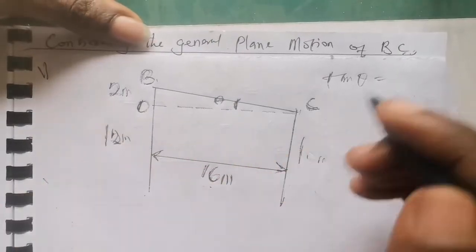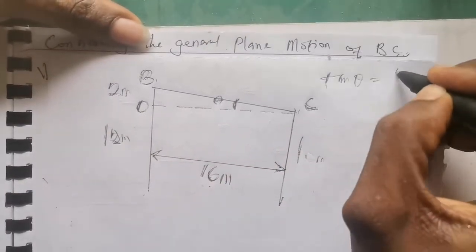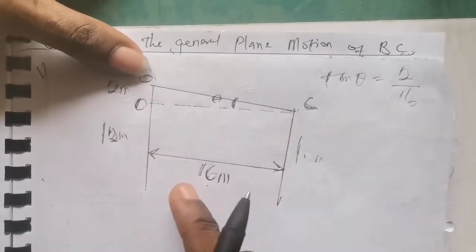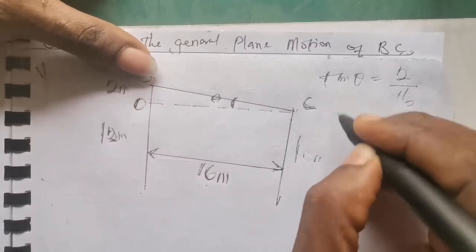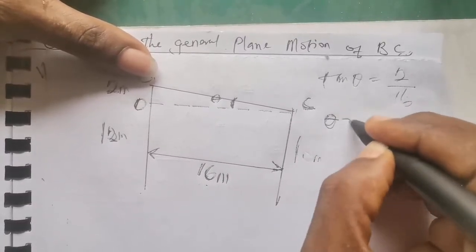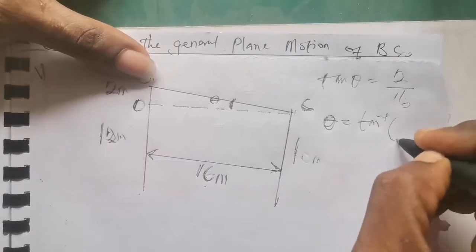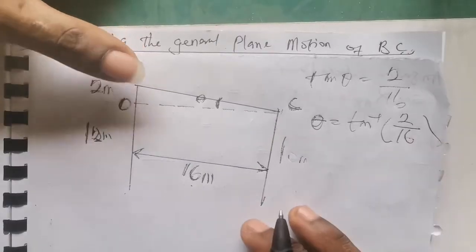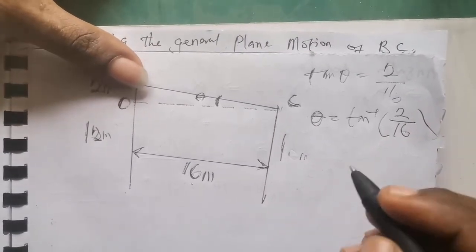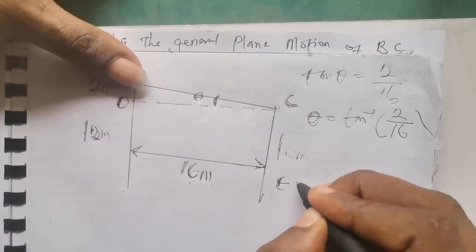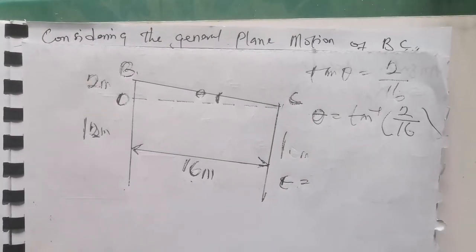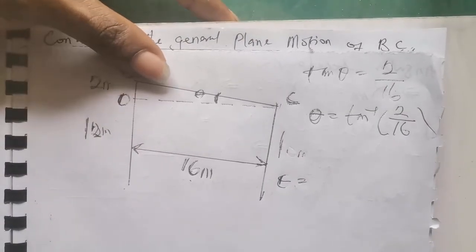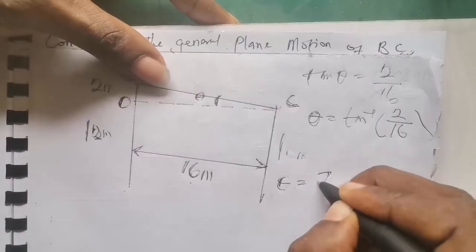The opposite arm is 2, so you have 2 all over adjacent, which is 16. This means that the angle theta is found by taking the arctan of 2 all over 16. So theta is equal to arctan of 2 over 16, which simply gives us 7 degrees.